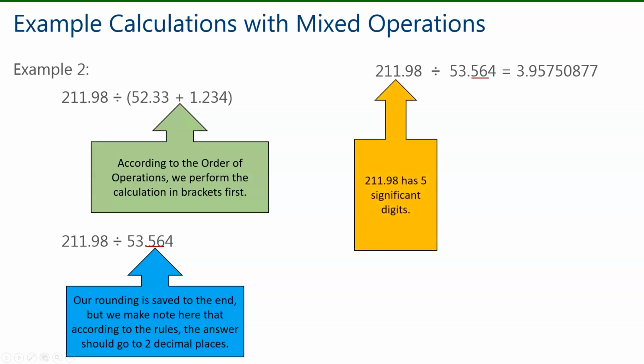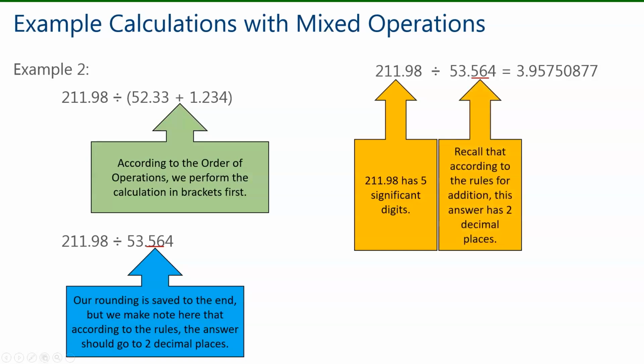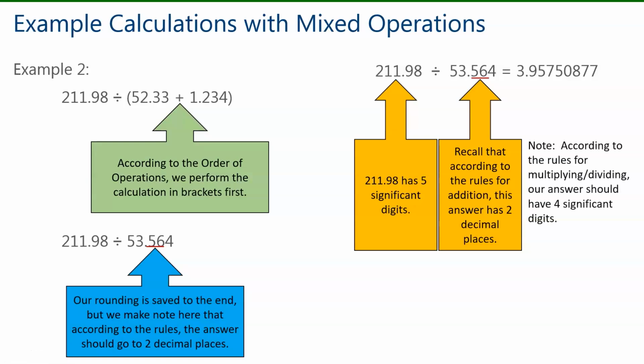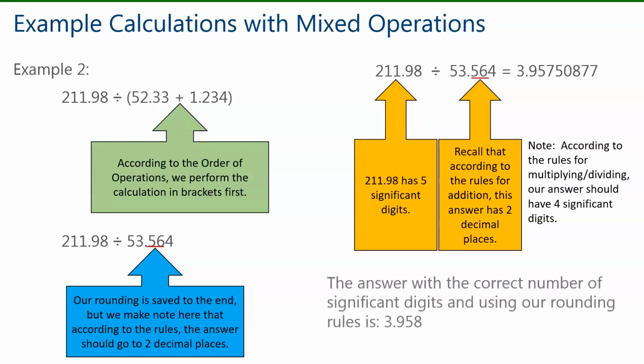So I need to go back and use my rules for significant figures. Our first number has 5 significant digits, and our second number, according to the rules for addition, has 2 decimal places, which this would be 4 significant figures. Our answer then, according to the rules for multiplying and dividing, should have 4 significant digits because that's the least number of significant digits in our problem. With 4 significant digits and our rounding, the answer would be 3.958.